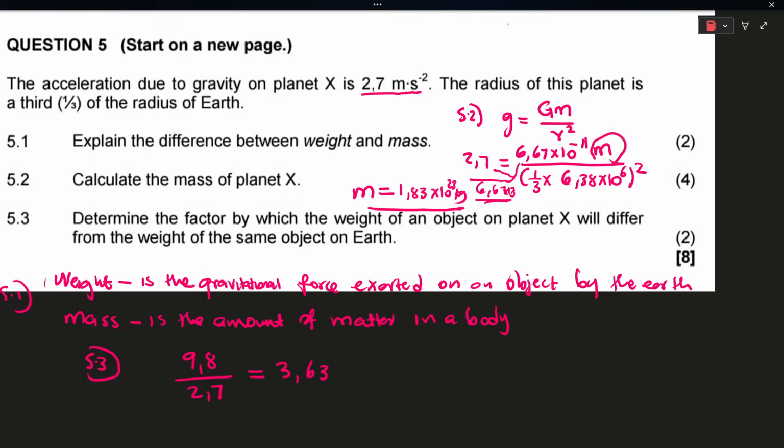And then what do we have? 3.63 times smaller on planet X than on Earth. Don't forget that. That's it.